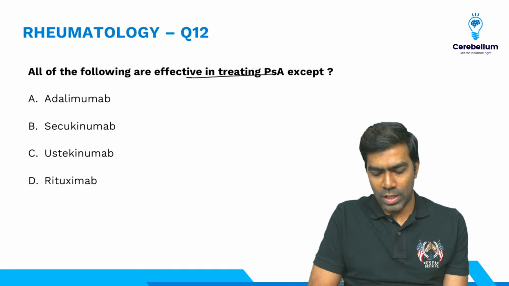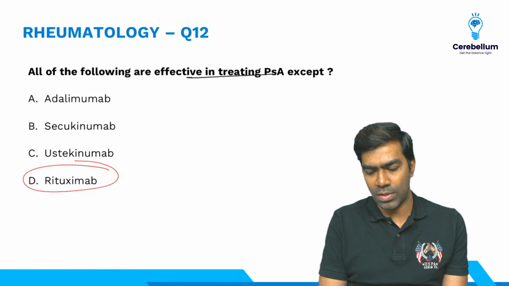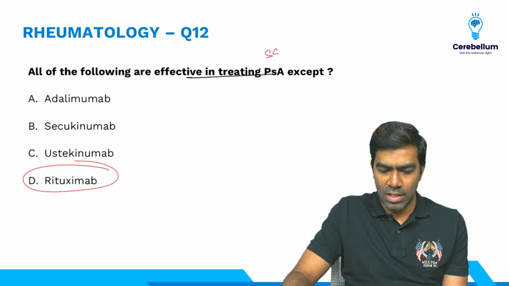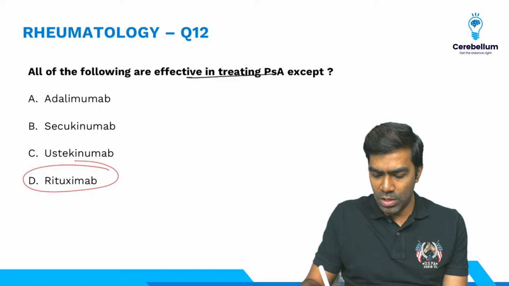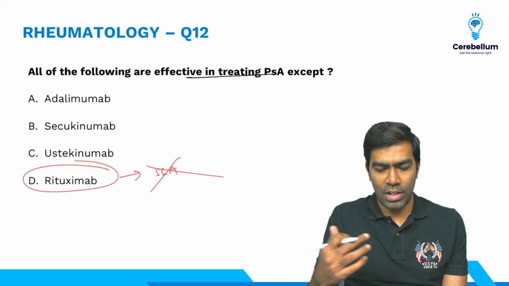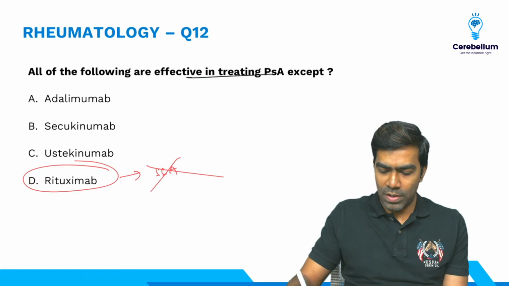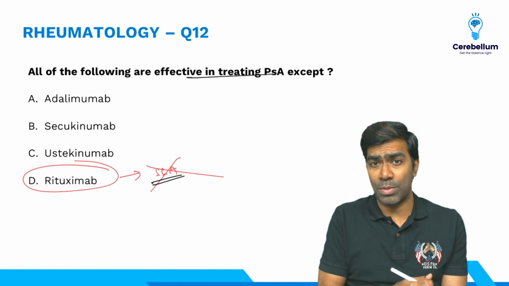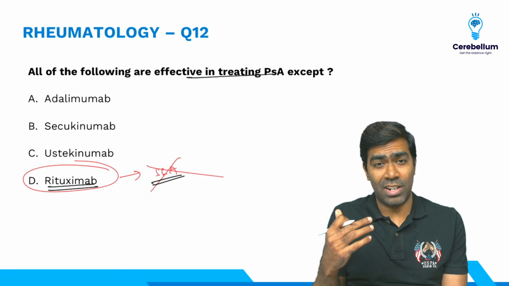Rituximab is not going to be effective in treating psoriatic arthritis. It's not just ineffective for psoriatic arthritis. For any seronegative spondyloarthropathy, rituximab is not effective, because in seronegative spondyloarthropathies, the pathophysiology is not antibodies. The name itself suggests that they are not going to have any antibodies. If you don't have antibodies, how can you use a drug that's going to reduce the production of antibodies, like rituximab?